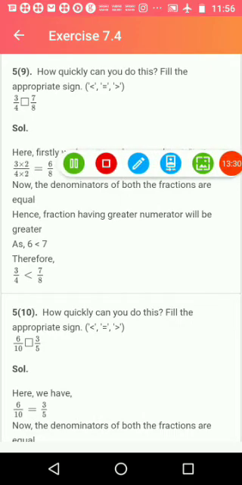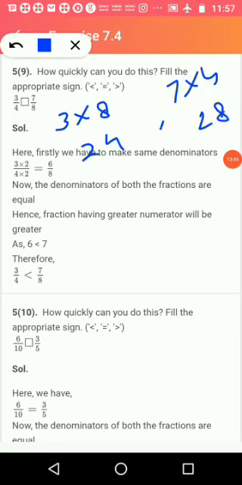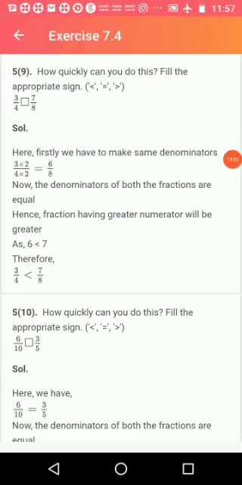3 by 4 and 7 by 8. Again, 3 into 8, and the other is 7 into 4. 8 3s are 24, 7 4s are 28. So this is lesser. So 3 by 4 is less than 7 by 8. Next.